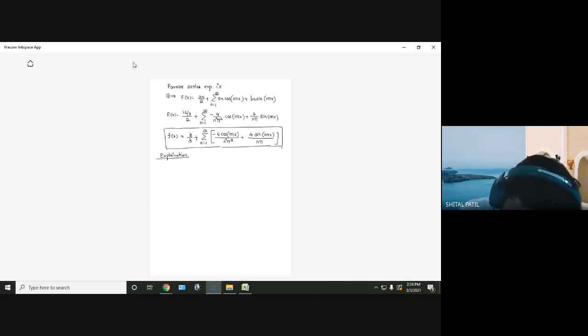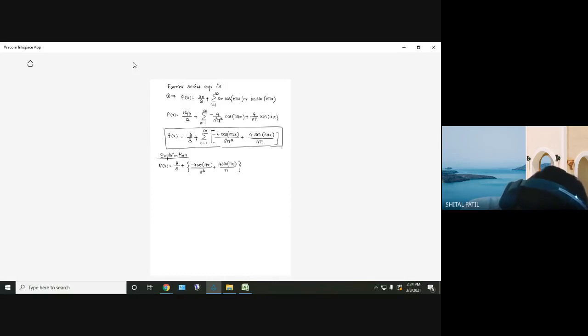Now, what I will do is substitute n equal to 1, 2, 3 and we'll understand what happens. So f of x equal to 8 by 3 is a constant term free from x. Next, if I take n equal to 1, see what I have. n equal to 1, I have minus 4 cos of pi x divided by pi square plus 4 sin of pi x divided by pi.